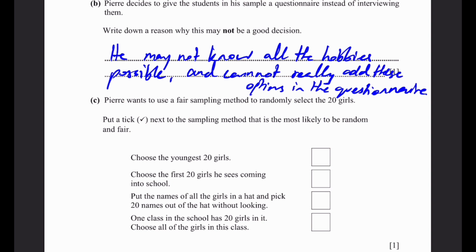Put the name of all the goals in a hat and pick the 20 names without looking. This is the best option because there's no factors affecting. It's just, okay, randomly take one of the names in the hat, and you don't know which one is going to be what. There's no bias, absolutely no reason that it could be changed somehow. And now 20 goals in the same class. If you choose these, it's not really going to be a good way. That would be the answer.